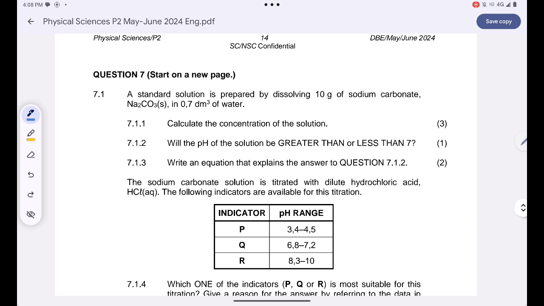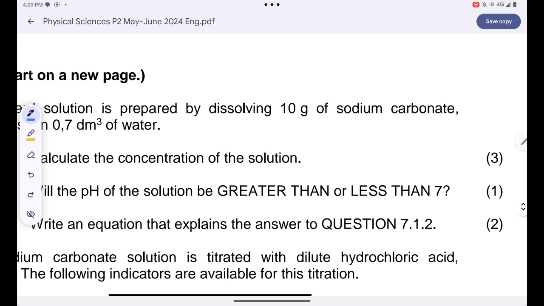We are told that a standard solution is prepared by dissolving 10 grams of sodium carbonate in 0.7 cubic decimeters of water. They want us to calculate the concentration of the solution. Concentration is equal to the mass over molar mass multiplied by volume.